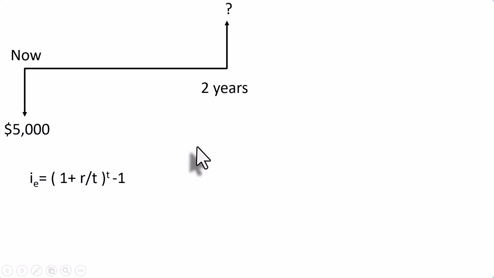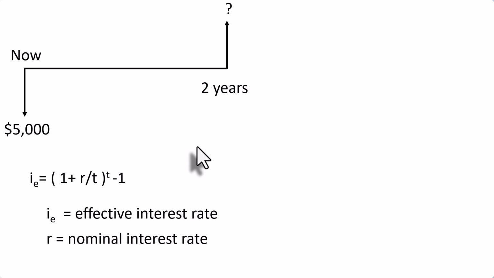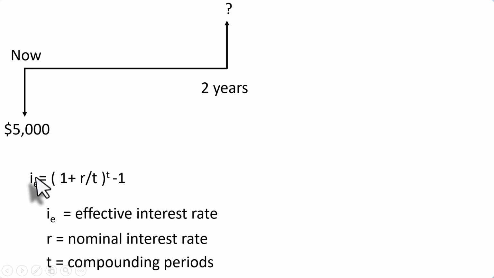Now let's quickly see what each of these terms means. The i_e is the effective interest rate, which I'm after. The r is the nominal interest rate, and the t is the number of compounding periods. Now, to find the yearly effective interest rate, i_e, I need to first find out what I should be putting for r and t in this formula.